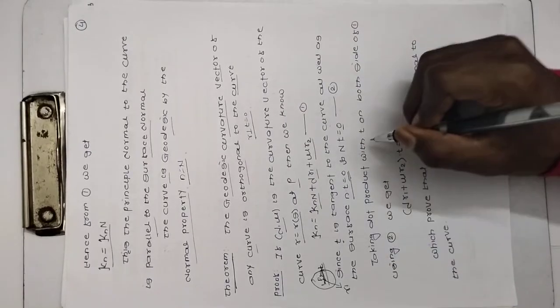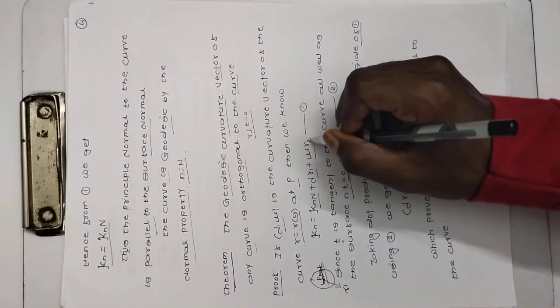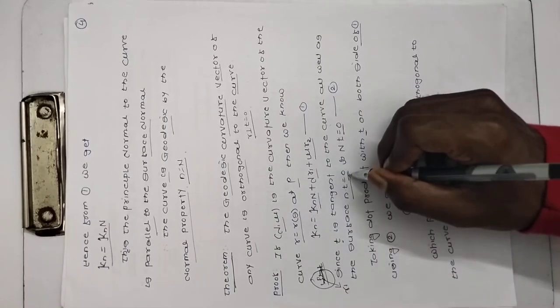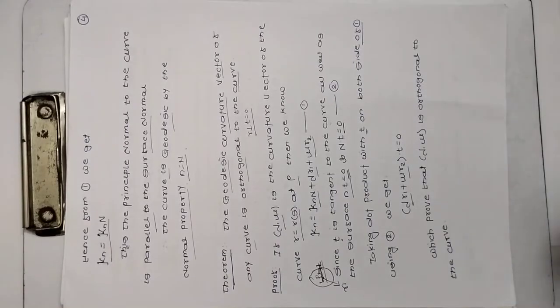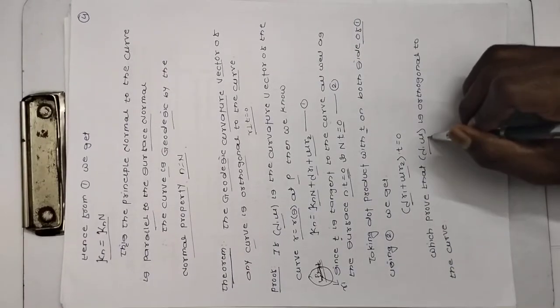So taking the dot product with t on both sides of equation 1, we get: N into t is 0 and small n into t is equal to 0. Then the remaining term is (lambda r1 plus mu r2) dot t equal to 0, which proves that lambda and mu are both orthogonal to each other. So lambda and mu are orthogonal to the curve, hence the proof.